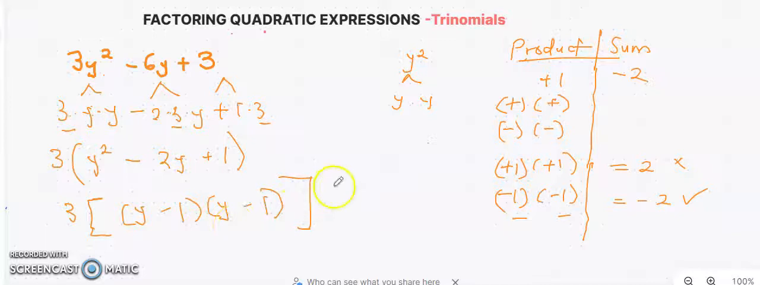So this is how we factorize this expression, where the coefficient of the first term is not equal to 1 and there is a common factor between the terms.